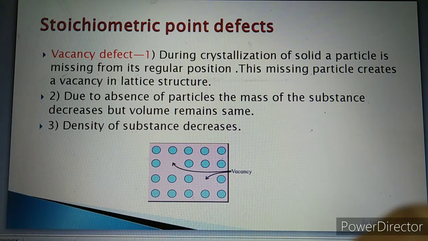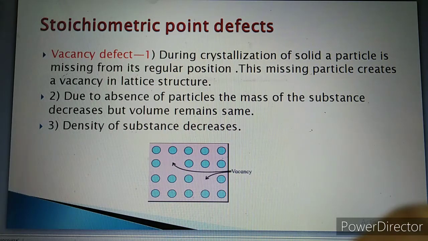Here the first defect is vacancy defect. What is vacancy defect? During crystallization of a solid, a particle is missing from its regular position. This missing particle creates a vacancy or void in the lattice structure. This defect is called a vacancy defect. May I repeat again what is vacancy defect? During the crystallization process of a solid crystal, a particle is missing from its regular position. When the constituent particle is missing from its regular position, there is a creation of a vacancy or void space in the lattice structure, and that defect is called a vacancy defect.